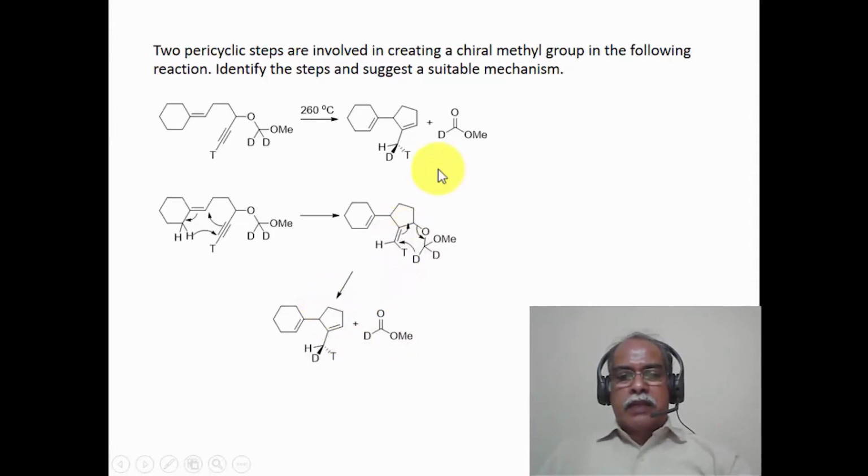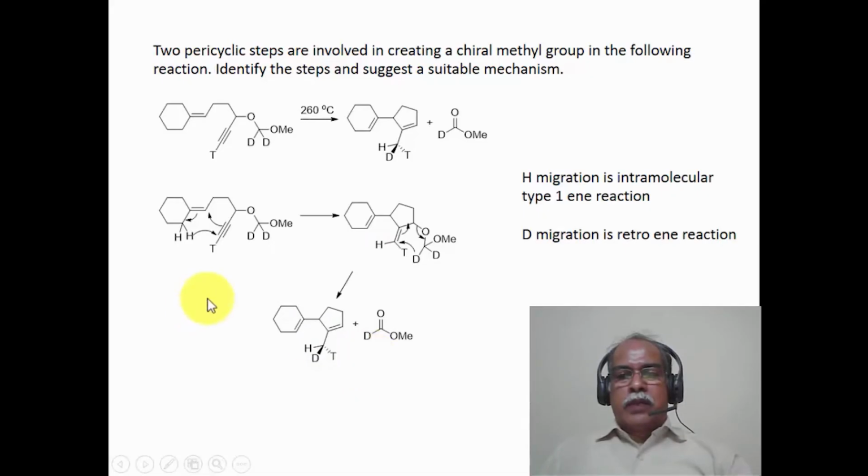So the reverse reaction is the ene reaction. The forward reaction as it is shown is the retro-ene reaction that is performed. So transfer of the deuterium onto the methylene, which has the hydrogen and tritium already, produces the chiral methyl group. It is not an enantioselective synthesis. It's an interesting way of making a chiral methyl group in a racemic form in this particular case.